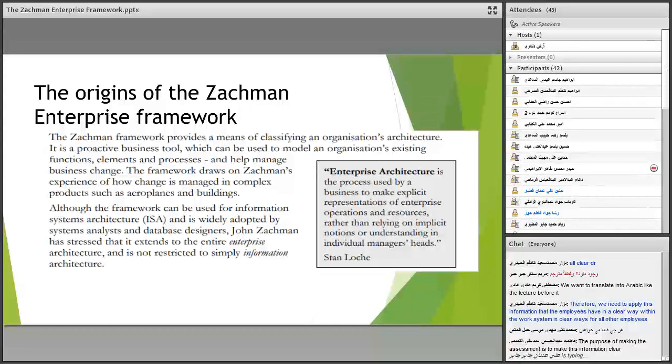So, the Zachman framework provides a means of classifying an organization's architecture.